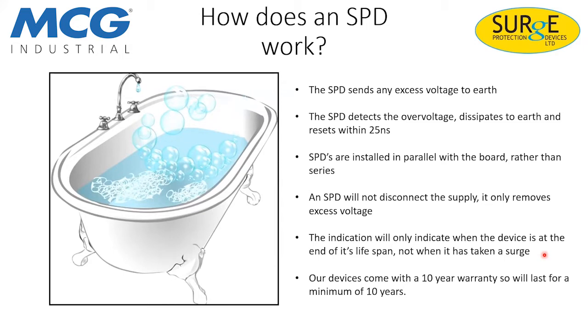So our devices, for example, come with a 10-year warranty. So they'll last for a minimum of 10 years before that indication will change. They'll have just been taking surges and resetting itself during that time. After that point, when it can't take any more surges, the indication will change over and it will need to be replaced. The handy thing with most of our devices is they are modular, meaning at the end of that lifespan, you just pull the module out and put a new one in.